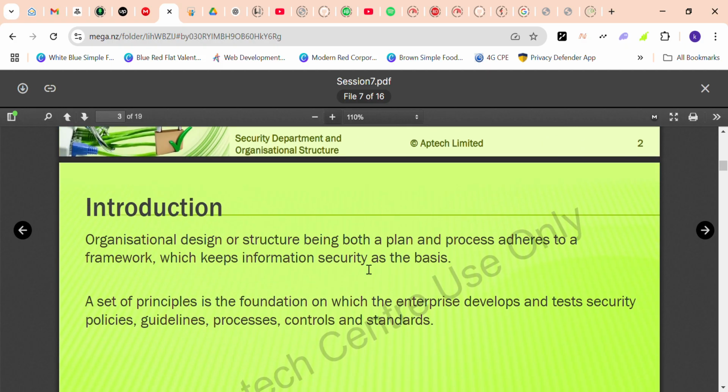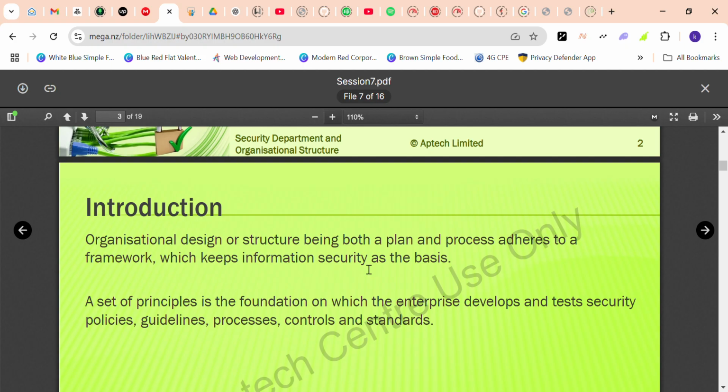So the introduction part: organization design or structure is both a plan and a process that adheres to a framework which keeps information security as the basis. Here, we are talking about the way the organization designs its structure, both plan and process. Whatever they do has to adhere to a particular framework, which is to keep information security as the basis. That is the foundation of information system security.